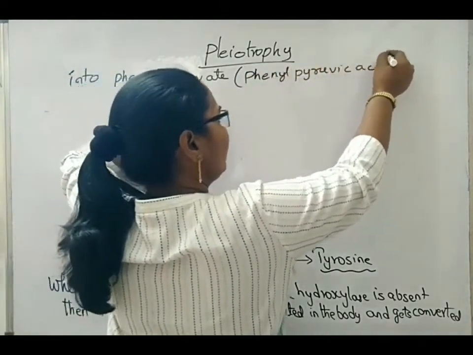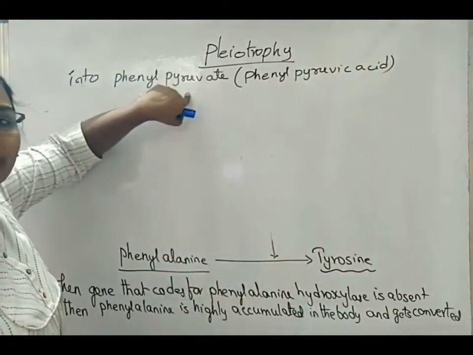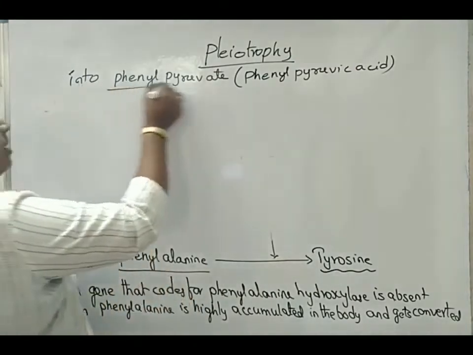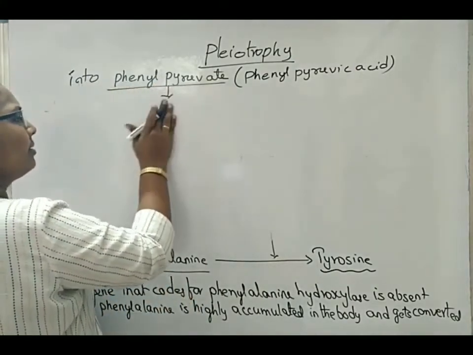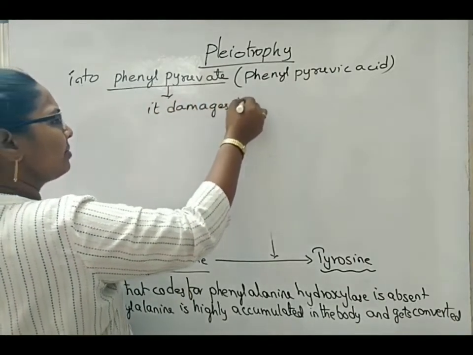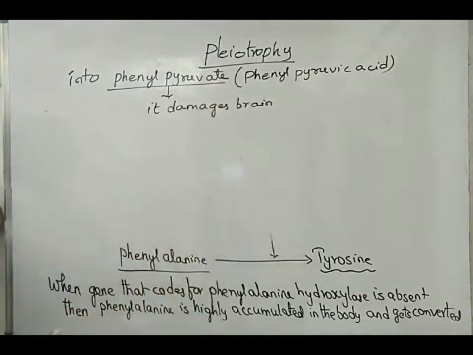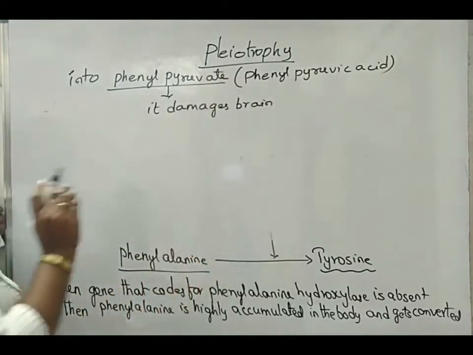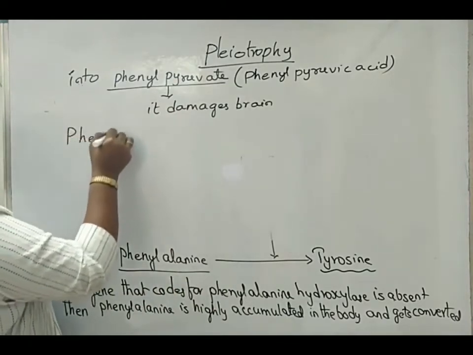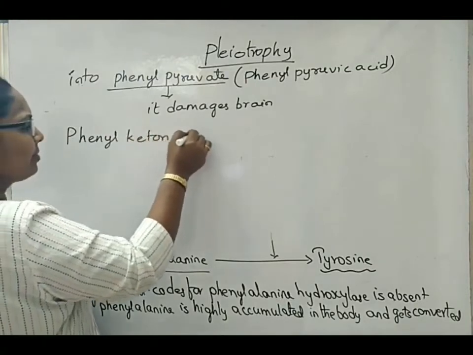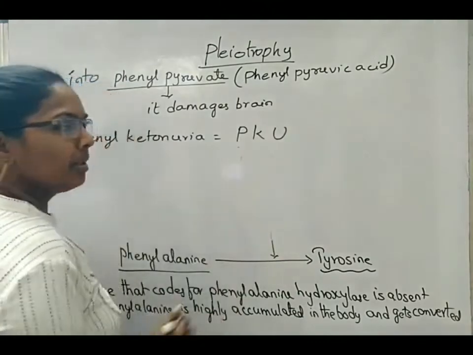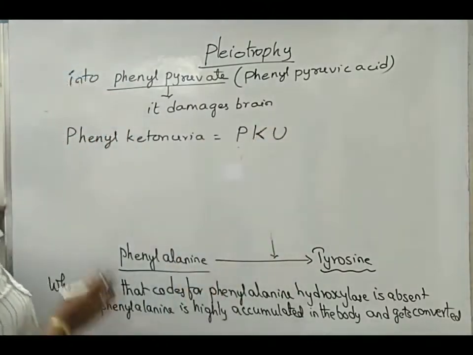Phenylpyruvic acid is considered toxic to the brain. It damages the brain meninges layers. Simply we can write, it damages the brain. Now, phenylketonuria is indicated in shortcut like this, PKU. You can write this as capital letters, PKU.